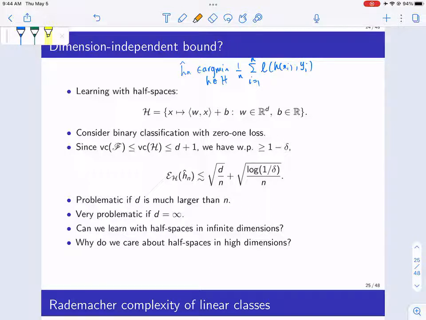So maybe, can you justify why going to higher dimensions might be more reasonable in practice? Anyone have any idea?